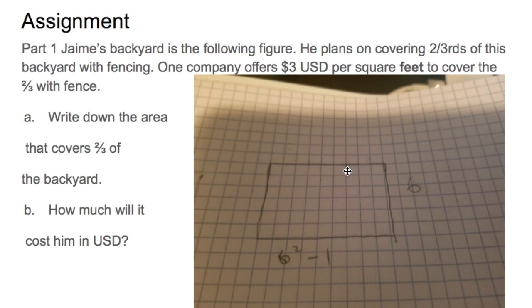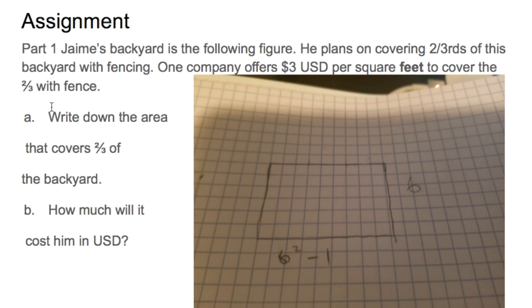Alright, so now that you've used your knowledge of area, this makes here a rectangle right here. So let's read it. We're back with Jaime now. Jaime's backyard is the following figure. So this is his whole figure right here. He plans on covering 2/3 of this backyard with fencing. So it'll be mostly around this area right here. One company offers $3 US dollars per square feet to cover the 2/3 of the area with a fence.